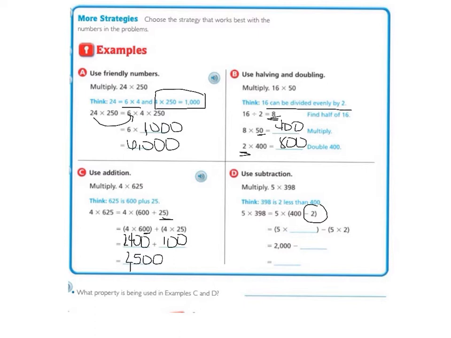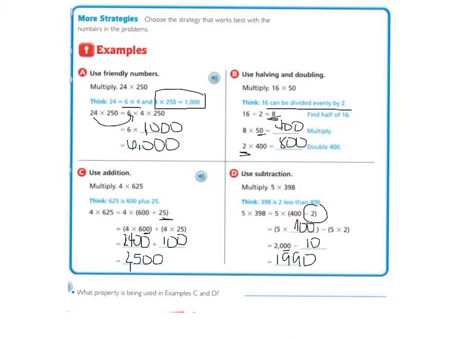So first I do 5 times 400, the number I rounded up to. And then I'm going to subtract 5 times the 2 that I rounded up. So 5 times 400 is 2,000, because 5 times 4 is 20, and then there's 2 zeros. And 5 times 2 is 10. So 2,000 minus 10 is 1,990.